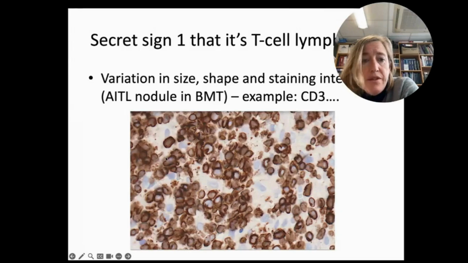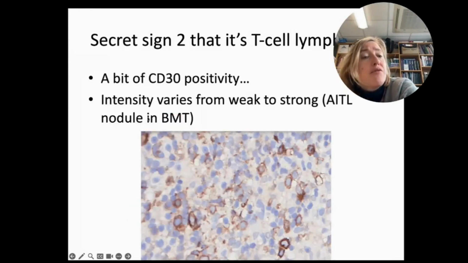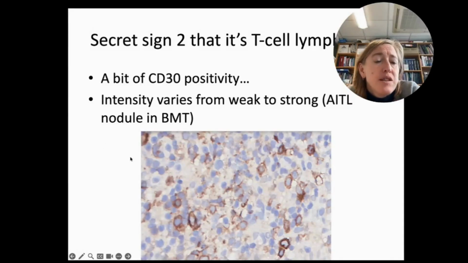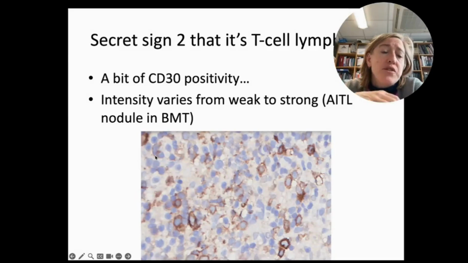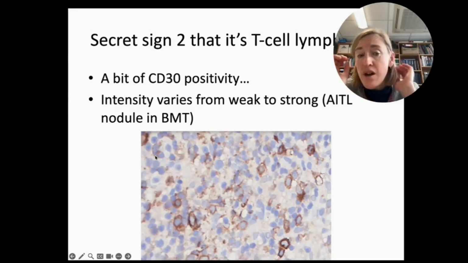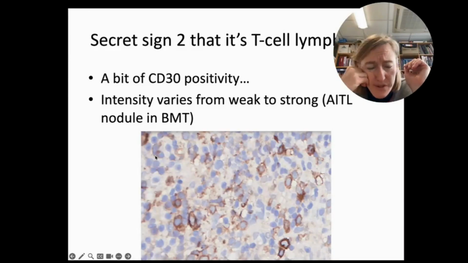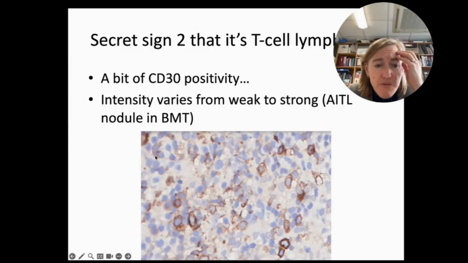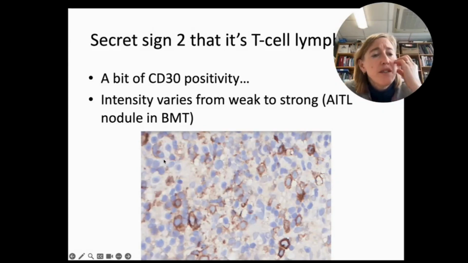The other thing I find useful when looking for T cell lymphoma is T cells that just have a little bit of CD30 positivity. Some T cells have lots, and we'll come on to those in a minute. The high grade or anaplastic large cell lymphomas have lots of CD30, but the other T cell lymphomas don't. But you often see this spectrum of CD30 expression from very weak up to strong. And that makes me sit up and think about whether something might be a lymphoma.